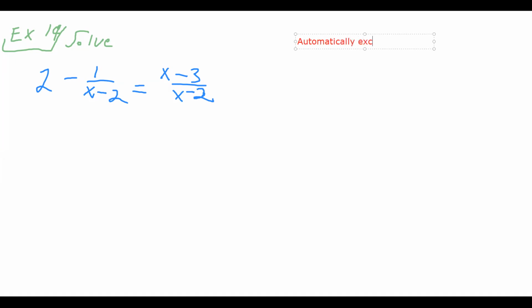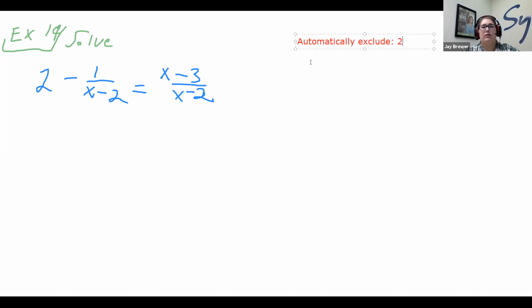You have to exclude 2. Very good. Because we're dealing with fractions, we have to automatically exclude x equal to 2. So that would mean in example 18, we would have to automatically exclude what?